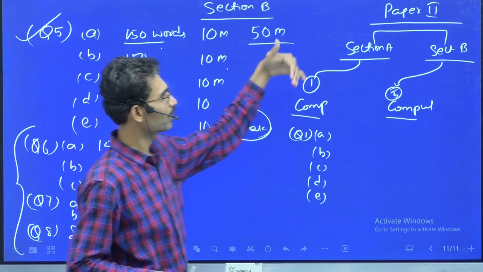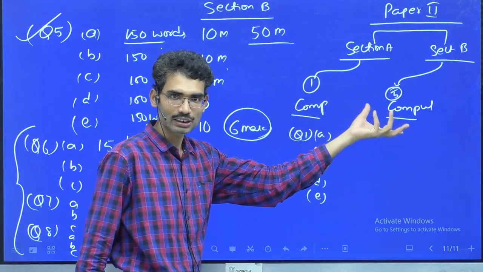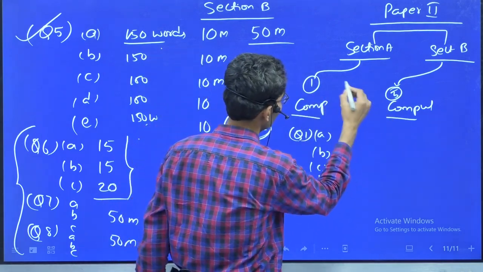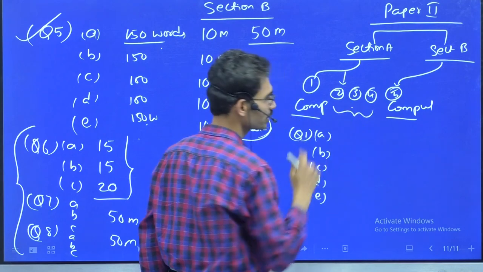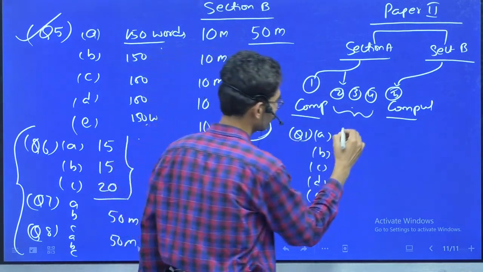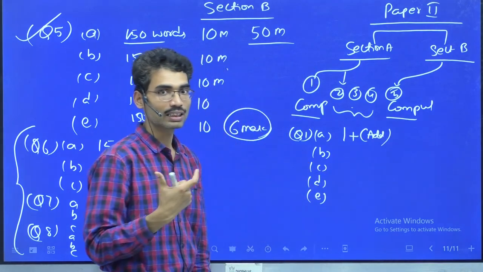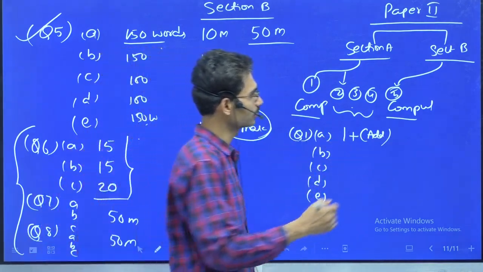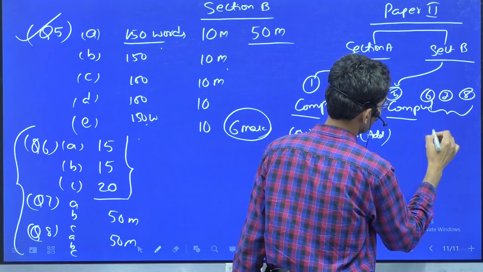Now when it comes to paper two, same is the case, section A, section B, 1 and 5 compulsory, 2, 3, 4. Out of these three questions, one compulsory, the additional one is your choice. Then 6th, 7th, 8th, one compulsory.